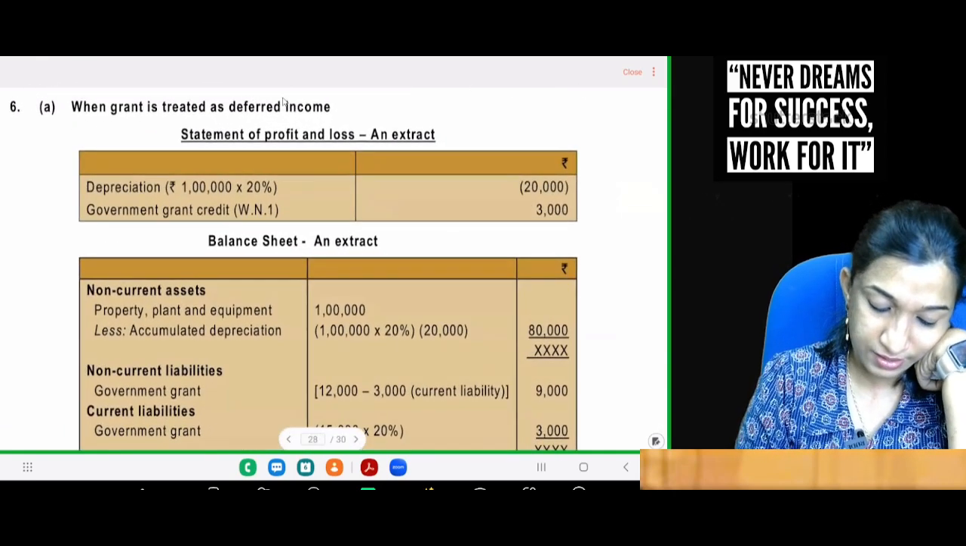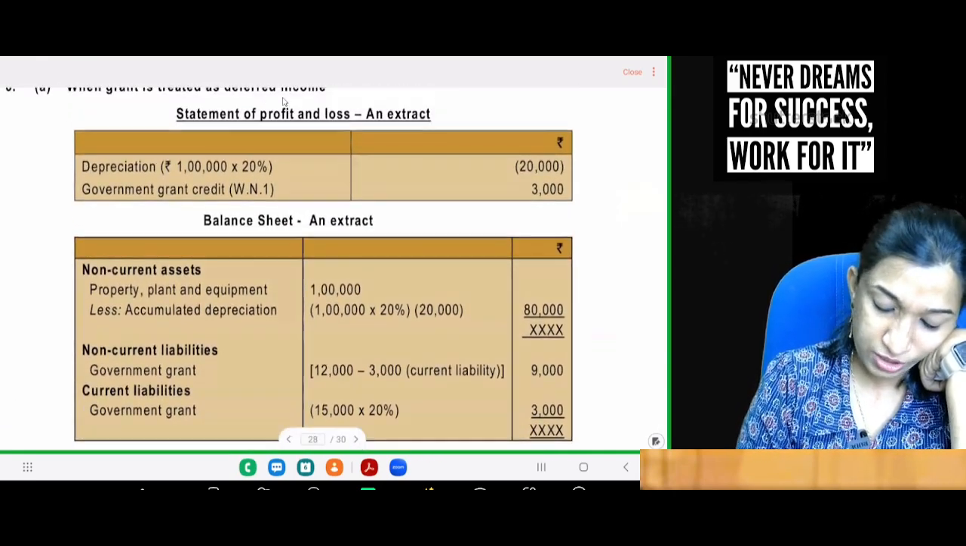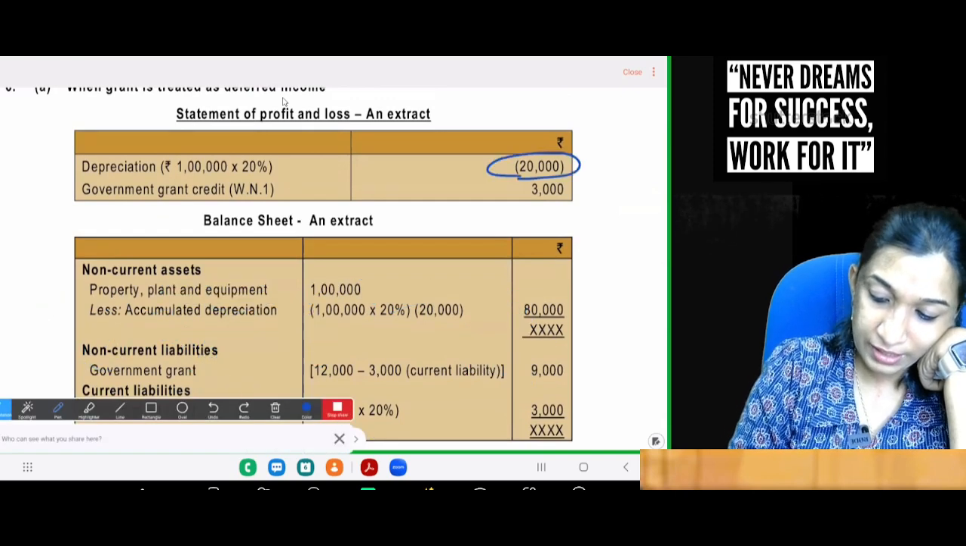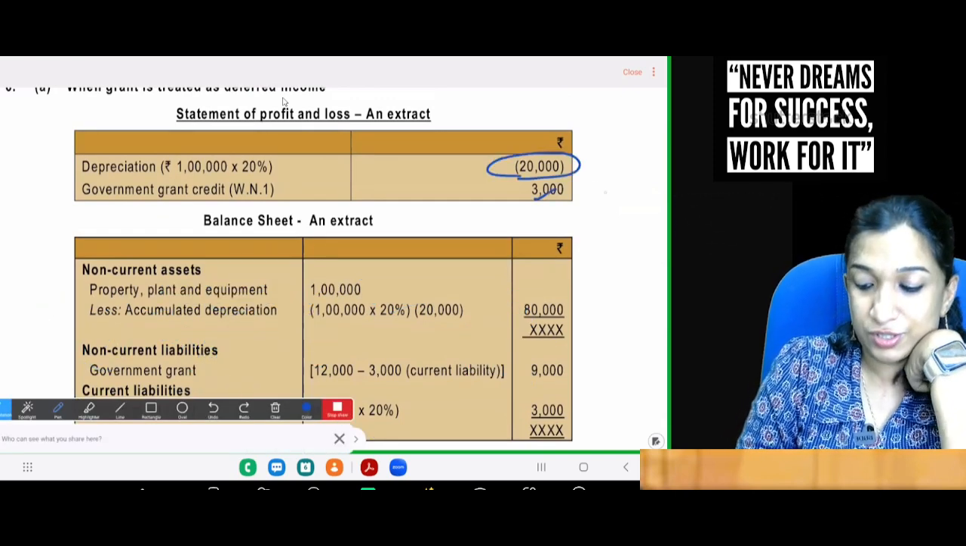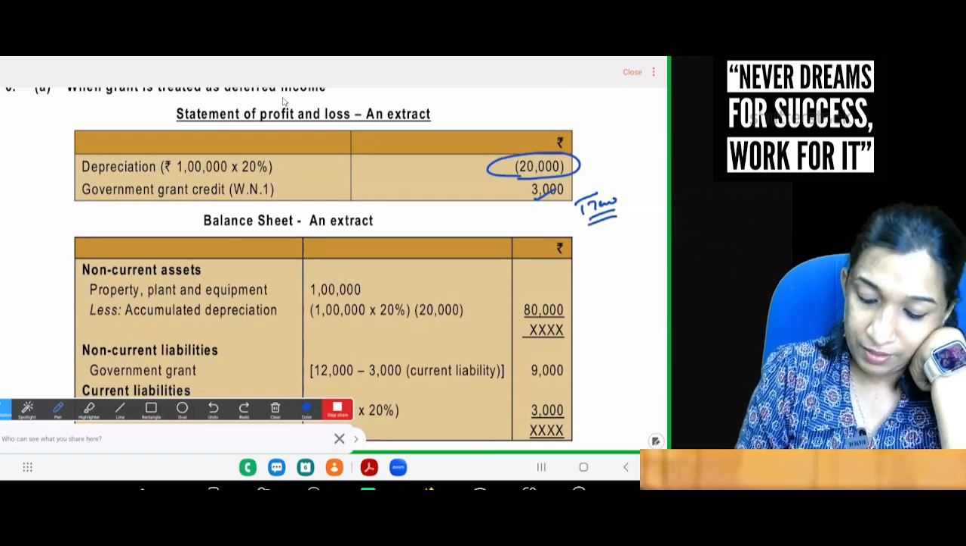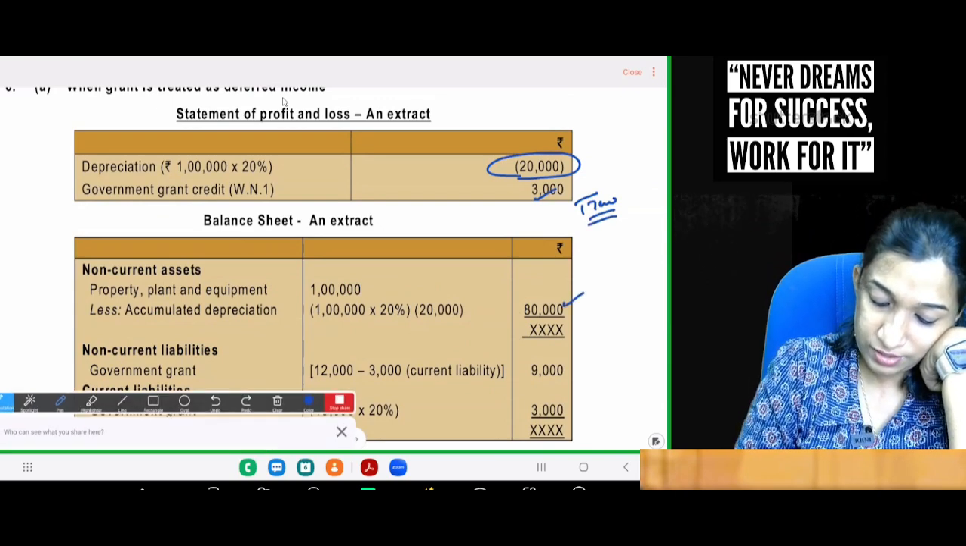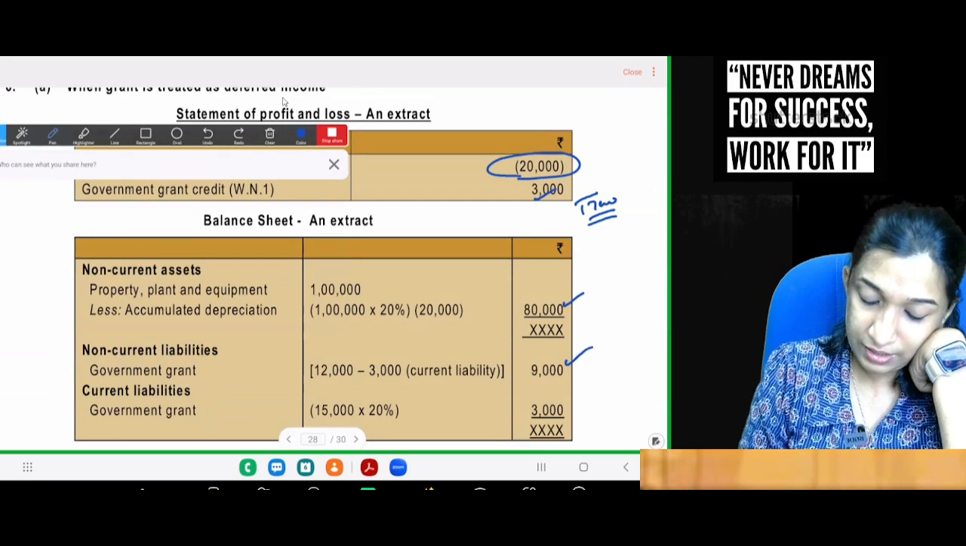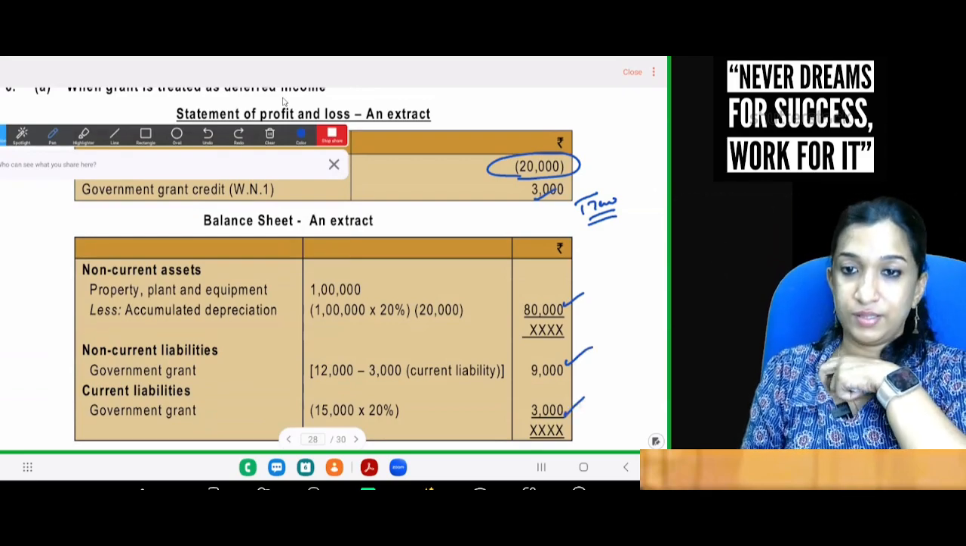When grant is treated as deferred income, depreciation will be 20,000 and income will be 3,000. So the net effect under both the methods is the same, right? Other non-current assets 80,000, non-current liability 9,000 and 3,000.